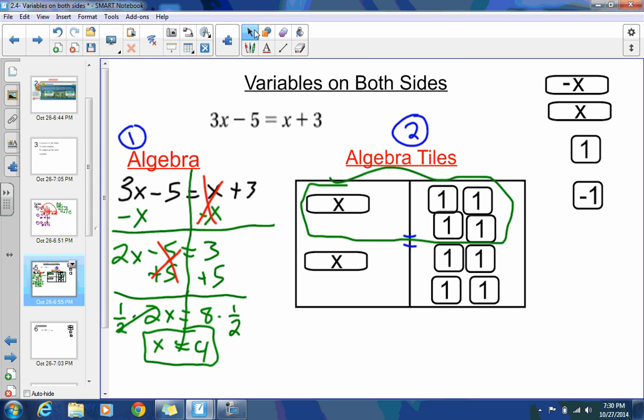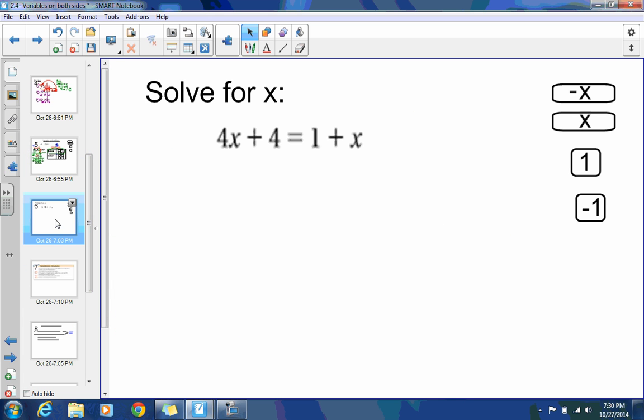It's a great visual, but again, it's up to you. I want to give you the option of using the regular algebra or using the algebra tiles. They both work. All right, so I'd like you to try this one problem. You are welcome to try the algebra tiles, or you can just use the regular algebra. All right, so if you pause it and try this, go ahead.